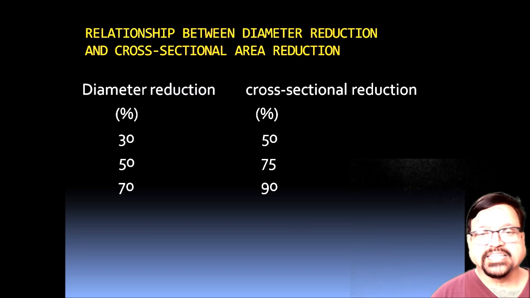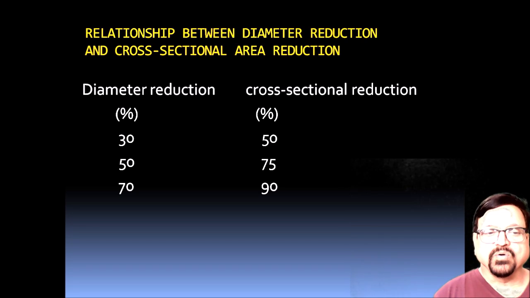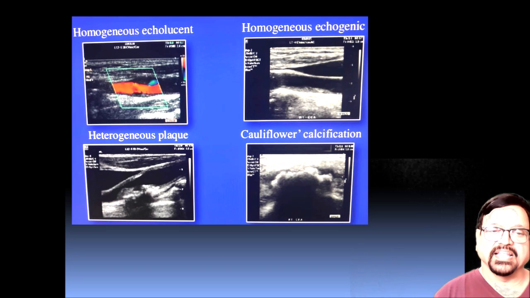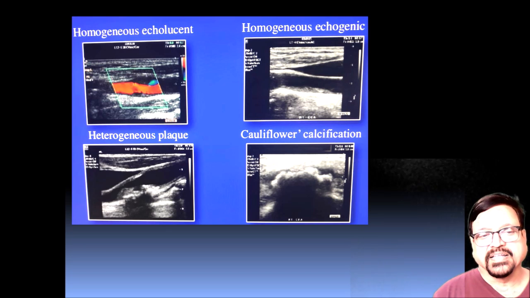Now, is there any relation between the diameter reduction and the cross sectional area? The first table gives the diameter reduction and the second gives the cross sectional reduction. Now, these will give you a real Carotid Doppler picture of the pathologies.